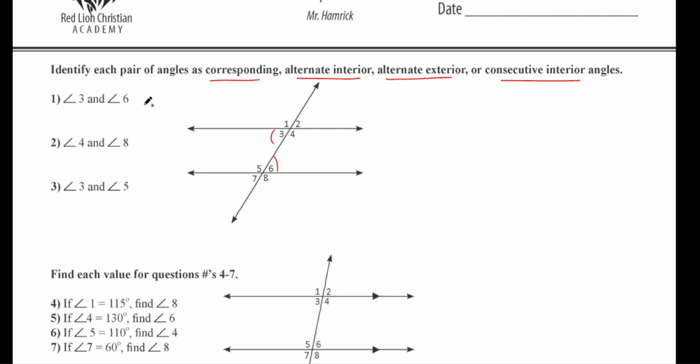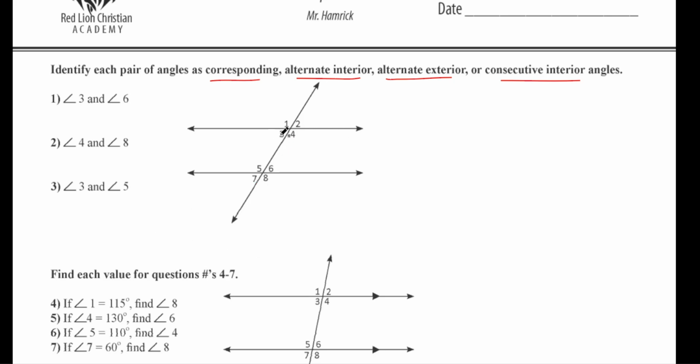I'm not going to write it down. I wrote it down. Even if you got it wrong, I think I wrote it down for you. So alternate interior angles. 4 and 8. Where's 4 and 8? Look at these two right here. If you look at this group, 4 is in the bottom right. Look at this group of 4. That's on the bottom right. So what is it when they're in the same spot? They're corresponding. So these are corresponding. Okay?